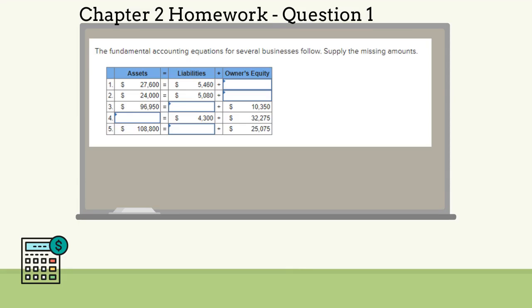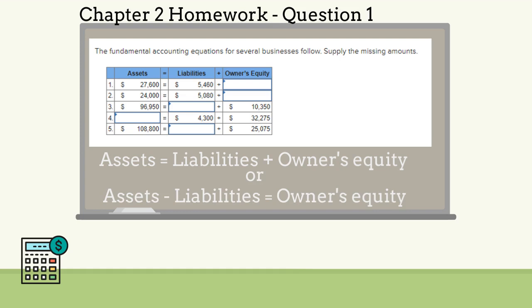The first question of your Chapter 2 homework tests you on the accounting equation. The accounting equation is assets equals liabilities plus owner's equity. Another way to say it would be everything the business owns less what it owes in liabilities is the net worth of the company, or its owner's equity.